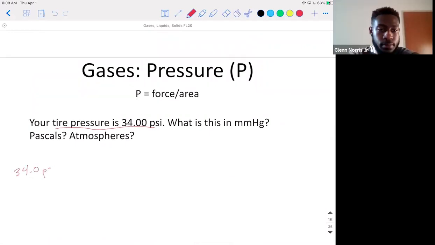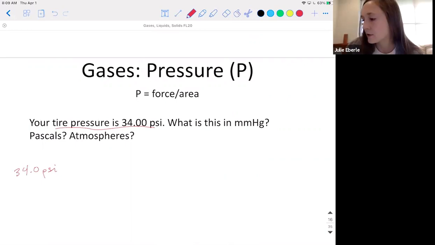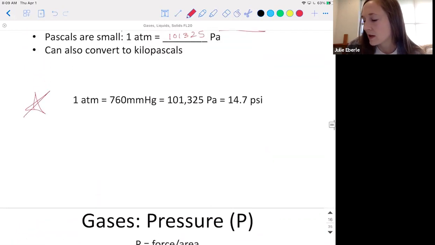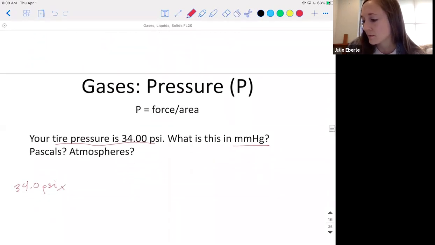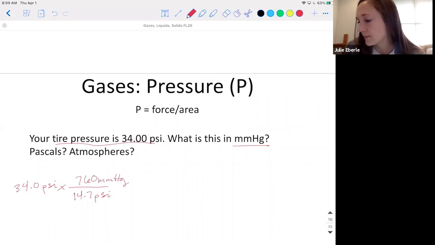All right, so start with 34 psi. First question is, how many millimeters of mercury is this? Well, let's go back up. 760 millimeters of mercury is equal to 14.7 psi. That's a conversion factor. So I want to cancel psi, convert to millimeters of mercury. These are one-step conversions. So 14.7 psi and 760 millimeters of mercury. I need you guys to help me out. 34 times 760, divided by 14.7 is how many millimeters of mercury?